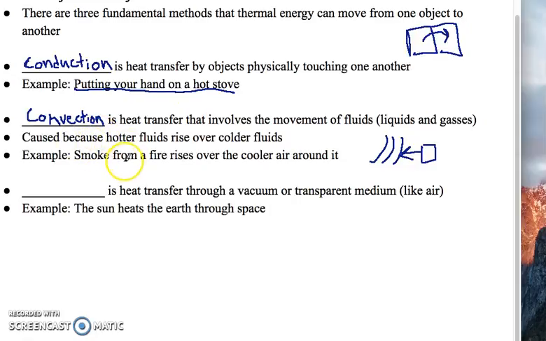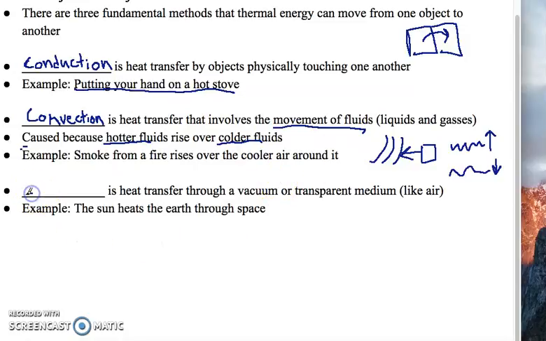Another thing to note with convection is the reason convection happens is because hotter fluids rise over colder fluids. So again, if you have hot air, that's going to tend to rise, and cool air is going to tend to stay where it is. It's sort of, you could say it's falling. So because of the difference in temperature between the hotter and cooler air, you're going to get a movement of fluids, and that's going to be convection.